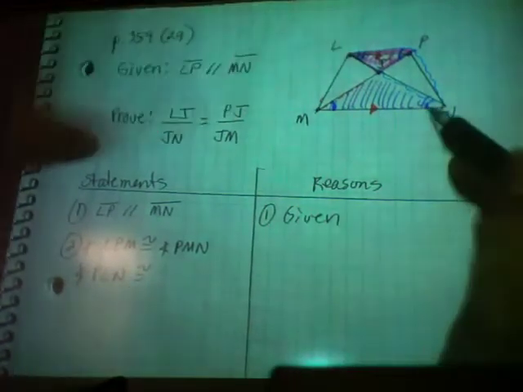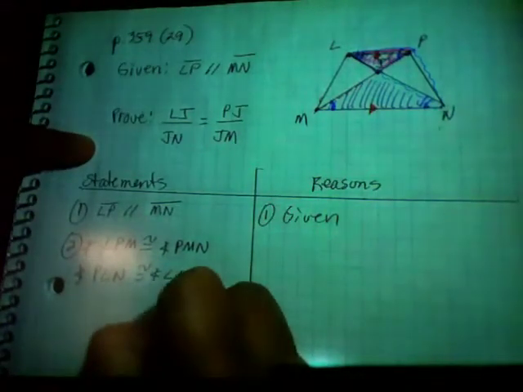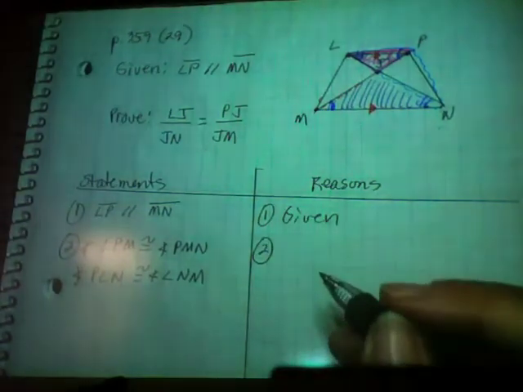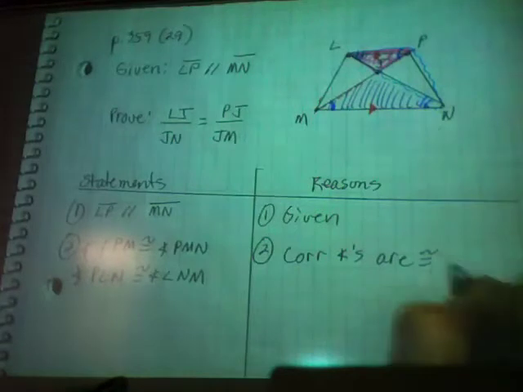and angle PLN is congruent, I'm going to do this one, to angle LNM. So those are the two pairs of alternate interior angles that we just arc marked up there. Why are we concluding that they're congruent? Alternate interior angles are congruent on what? On parallel lines, right?